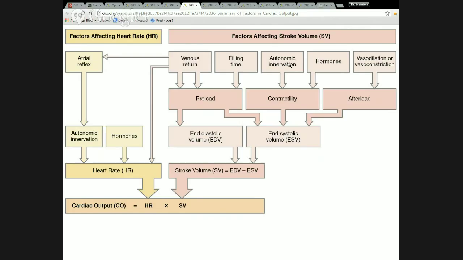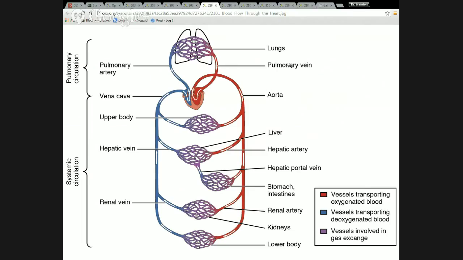Okay, so we'll move into talking about the vasculature, blood vessels. And the blood vessels chapter starts off with this picture. That's just another way of looking at pulmonary versus systemic circulation. And we're mostly concerned with the systemic circulation side of things.